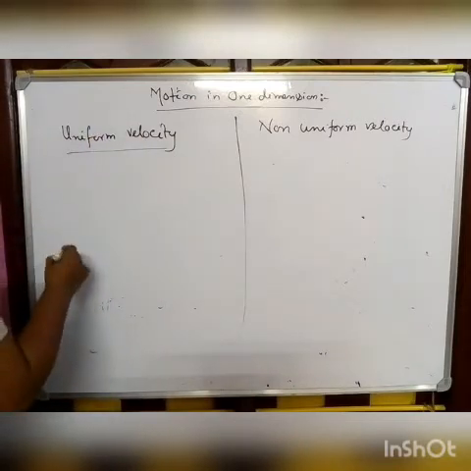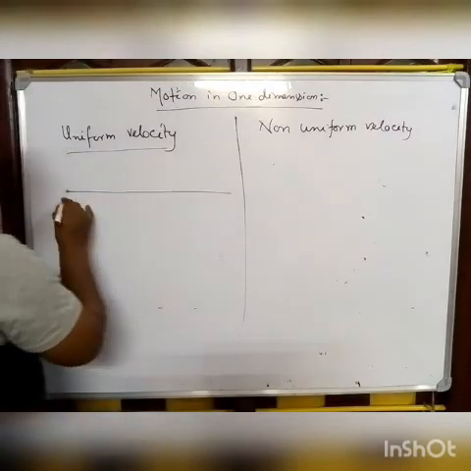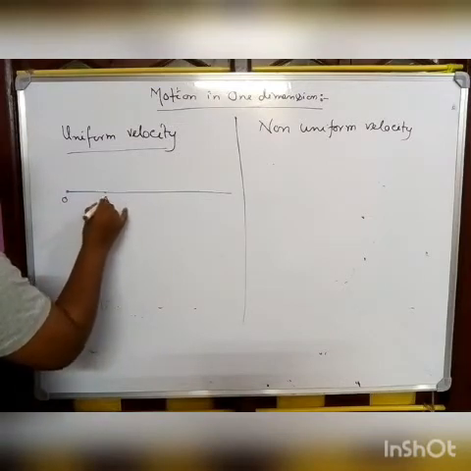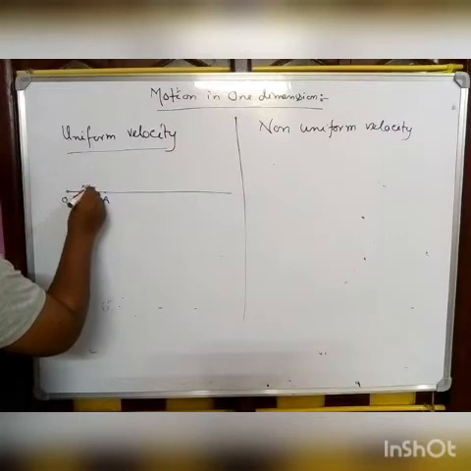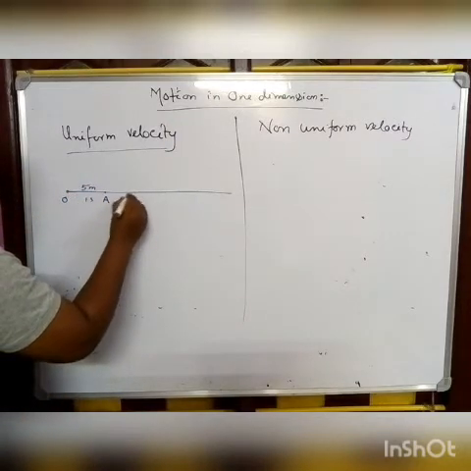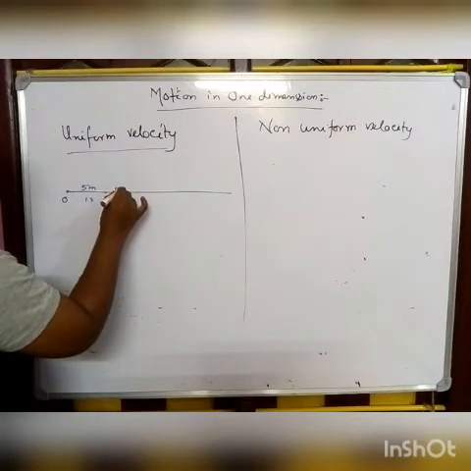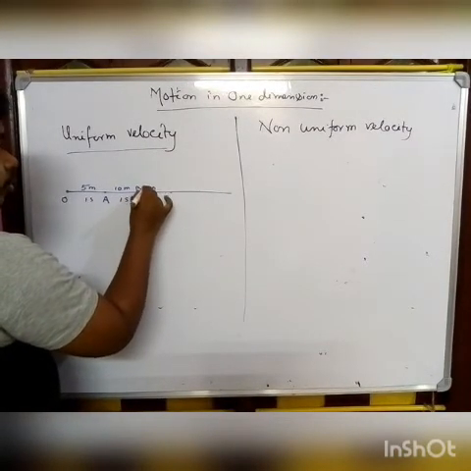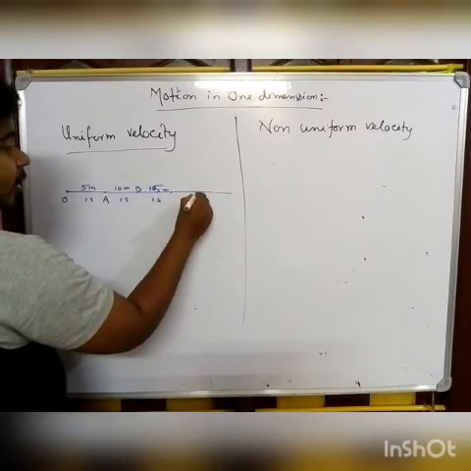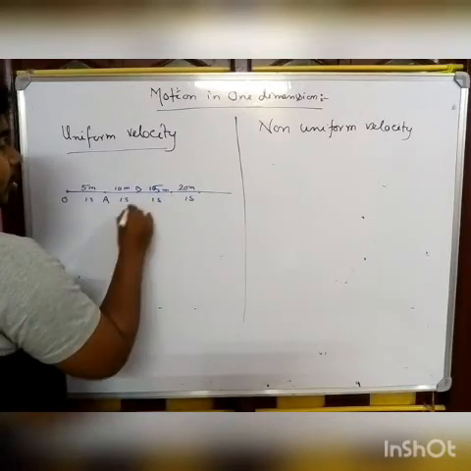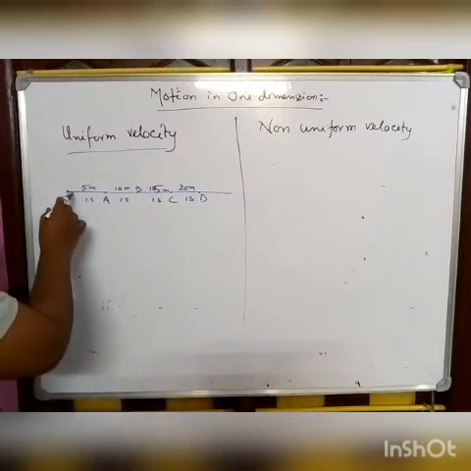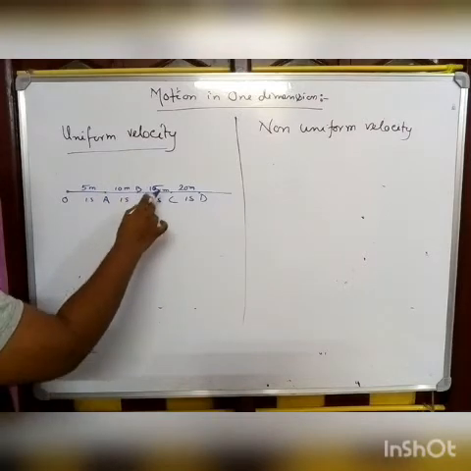I'm just telling you very easily. Assume a body is starting from here, from O. When it goes from O to A, assume it is 5 meters, it will take 1 second. Next 1 second, it will go 10 meters, then 15 meters, and in the next 1 second, it will go 20 meters. So from O to D, every 1 second the body covers 5 meters. You see, first 5 meters, then 10 meters, then 15 meters, then 20 meters.